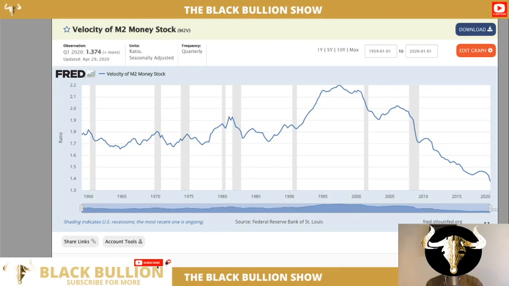Now, notice that where we are right now in Q1 of 2020, we have velocity at 1.374. Now, that's the worst we've had it, given this time range that we have on this website. As you can see, it's the lowest point on this graph. And the peak of our velocity was roughly around Q3 of 1997, where we had 2.189.